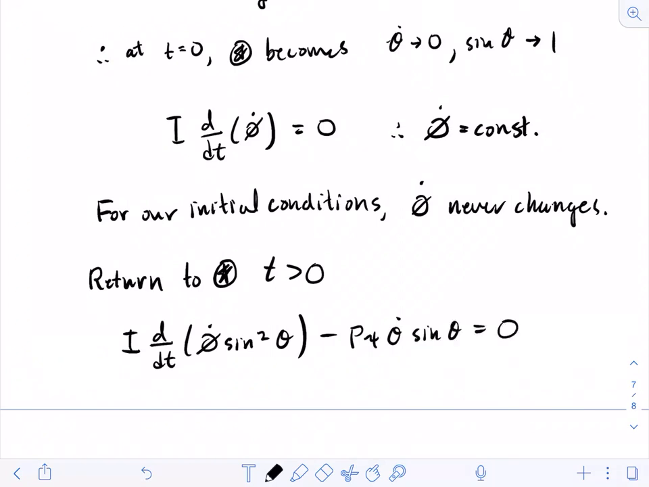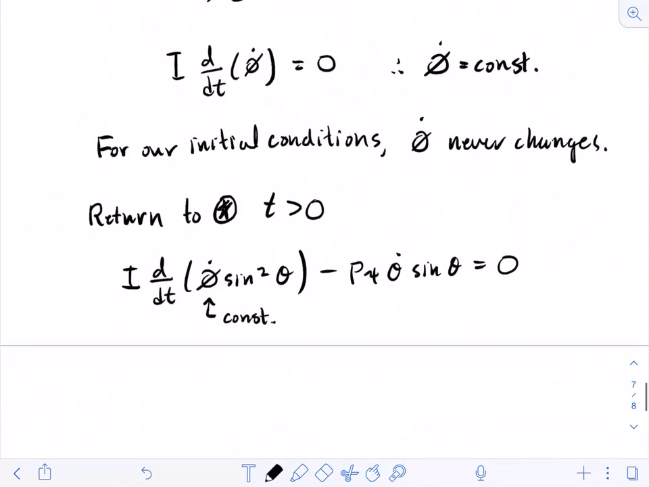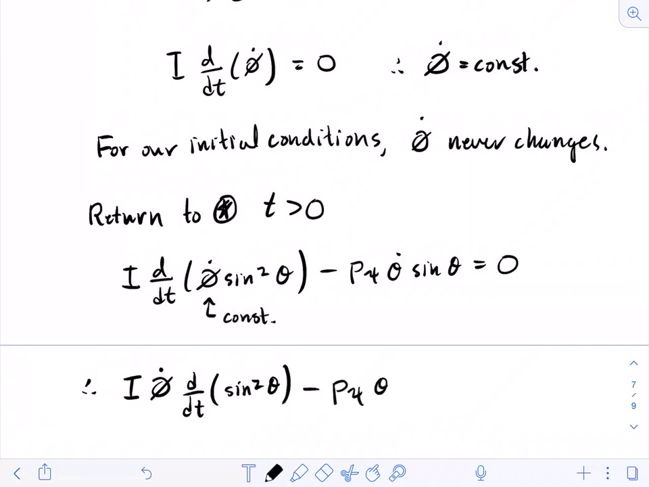Okay, so now the new information that we have from our analysis of the initial conditions is that for the initial conditions that we chose, phi dot is a constant. That's why I didn't evaluate this derivative from the beginning, because I wanted to get this information first. And so that means that if phi dot's a constant, we can take it outside the derivative. And so the derivative just acts on the sine squared theta. And then we have minus p psi theta dot sine theta is equal to 0.